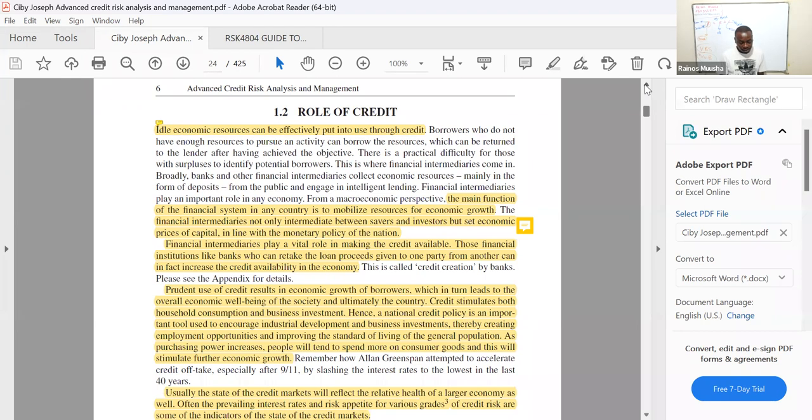So is there any question when it comes to the role of credit before we move on? Any questions?